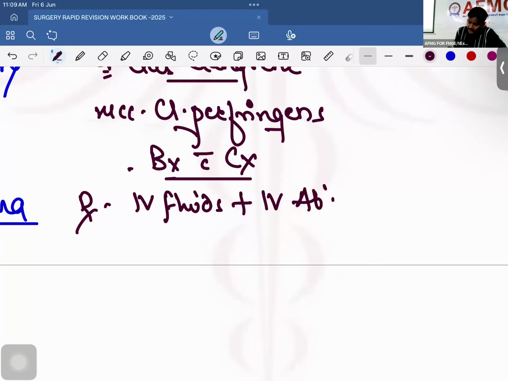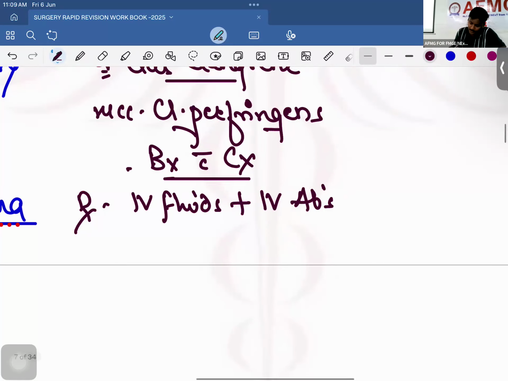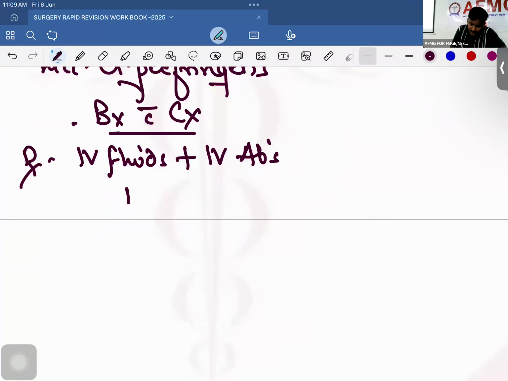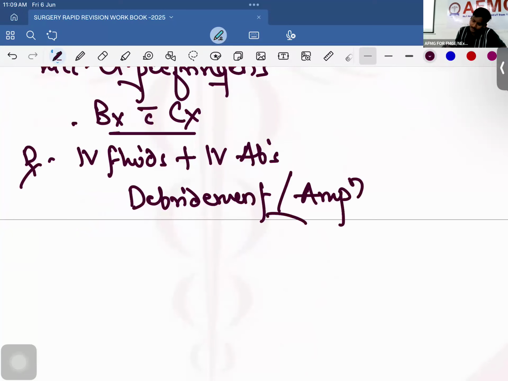That is important. So for septic shock, the treatment of choice is IV fluids along with IV antibiotics. If you give only IV fluids in septic shock, the patient's condition will never improve. Clear? That is important. And the definitive management will be debridement or amputation. Meaning, if it is in a small area you will do debridement, and if the picture shows something like the one shown here, then directly amputation.